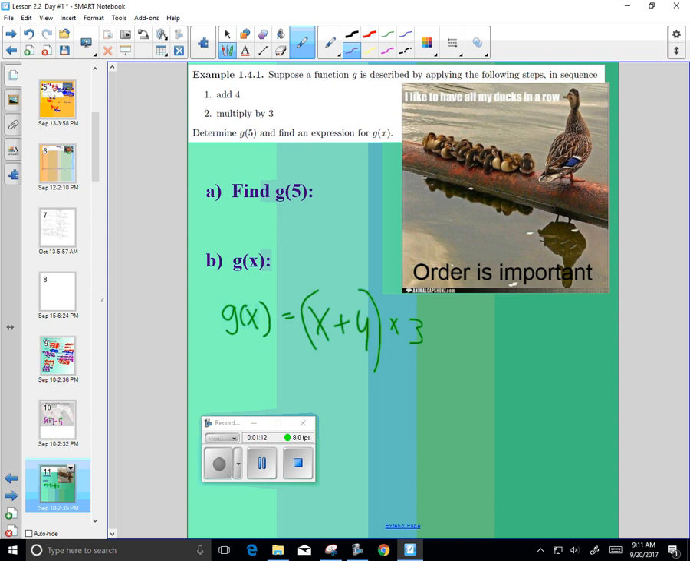So now we can look at g of 5, and what do you get? Well, put a 5 here, you'll get 9 times 3 is 27. Feeling good about that? I don't know. I think you should try it for yourself.